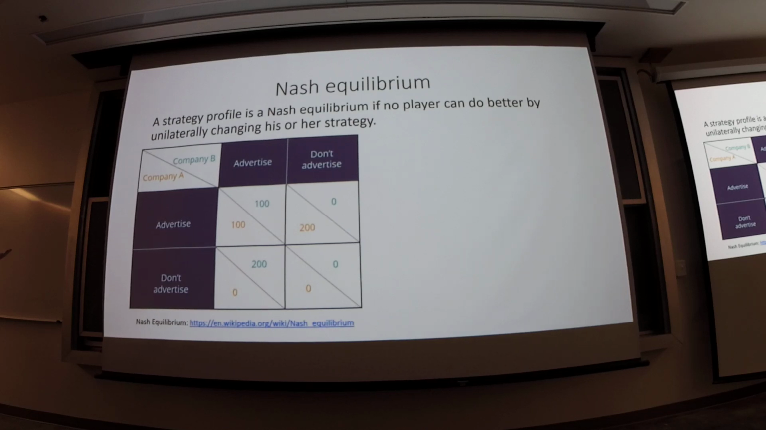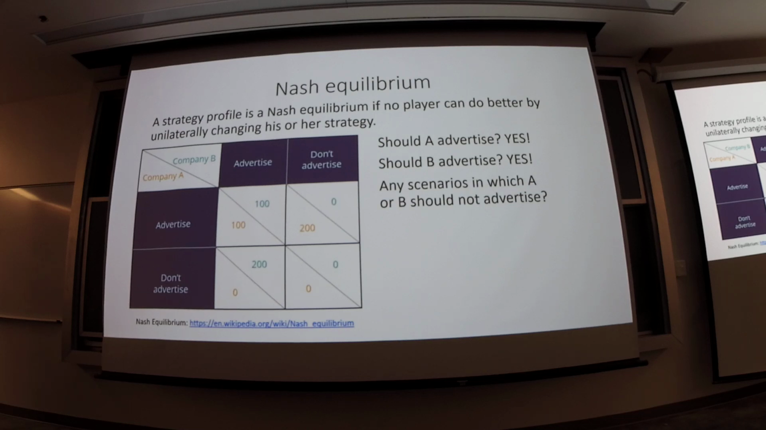Can any of you tell me why this is a Nash equilibrium? Basically, because your strategy is always to advertise. There's no benefit in not advertising. Exactly. No matter what the other will choose, each company will always choose to advertise. So this is a Nash equilibrium because at this point, we already know what they will do, no matter what. Should A advertise? Of course it should. Should B advertise? Of course it should. Is there any scenario in which A or B should not advertise? No. That's why we reach the Nash equilibrium.